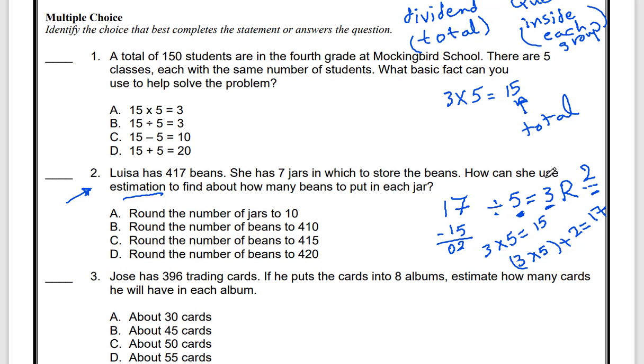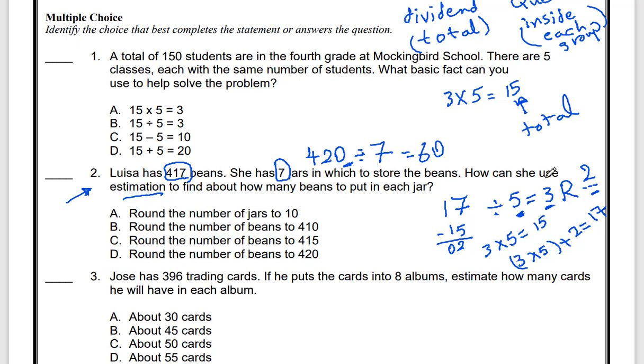Let's see how we can estimate. If we have 417, we can change it to another number that can be divided by 7. So I will change it to 420, because I know that 42 can be divided by 7 without remainder. And 42 divided by 7 equals 6. We have 1 zero, so it's 60. So this is for estimation.